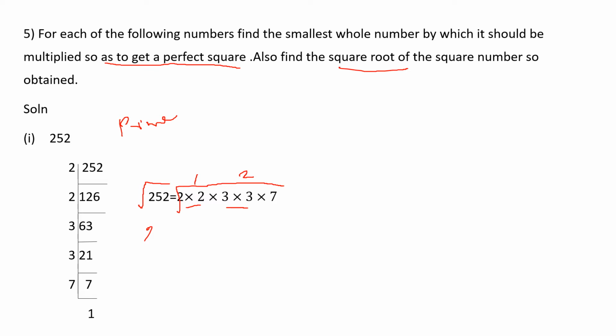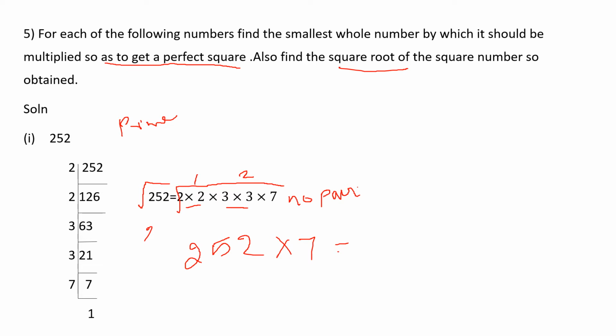But for 7, is there a pair? No. For 7, no pair, right? So what are you going to do? You are going to multiply 252 with the number 7, because for 7 there is no pair.